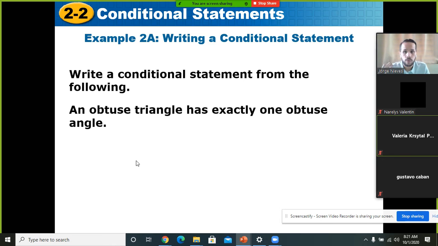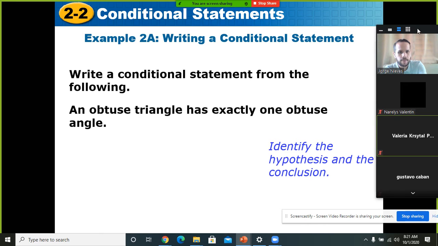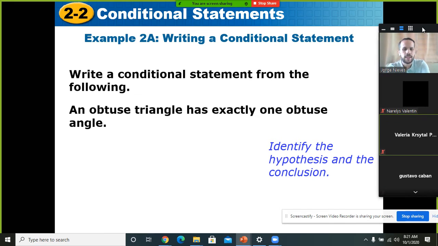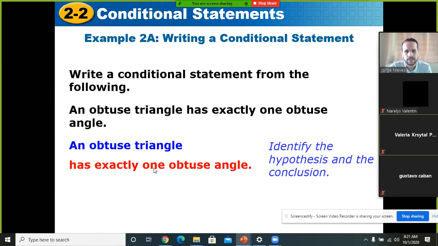For example, write a conditional statement from the following. Let's see this example. We have example 2a. It says an obtuse triangle has exactly one obtuse angle. Let's identify the hypothesis and the conclusion. Who can tell me what the hypothesis is? Let's read it again. An obtuse triangle has exactly one obtuse angle. So the hypothesis is an obtuse triangle, and the conclusion is that it has exactly one obtuse angle.